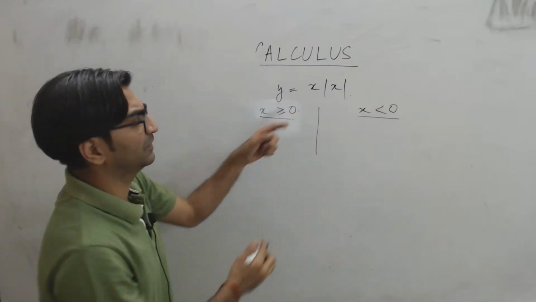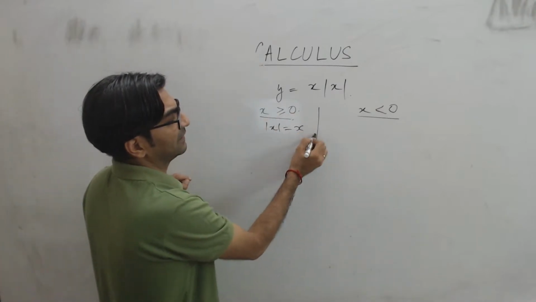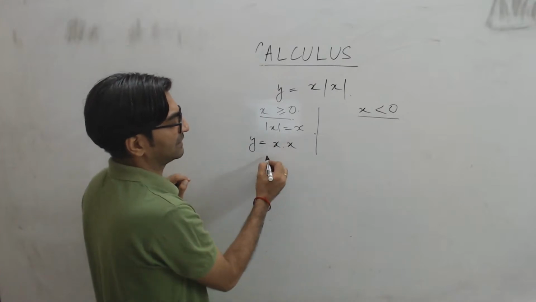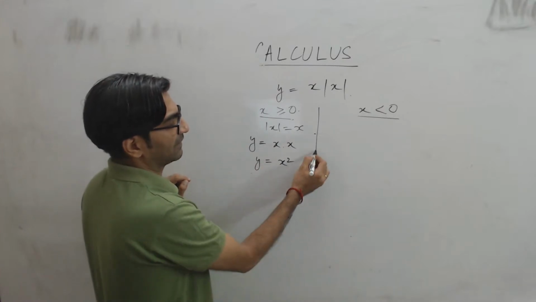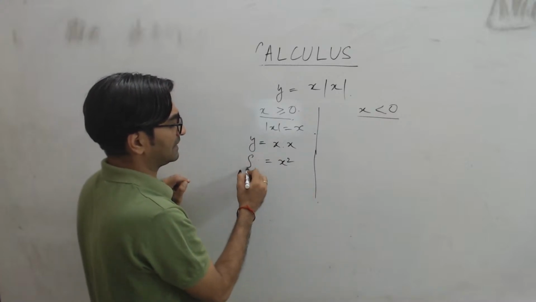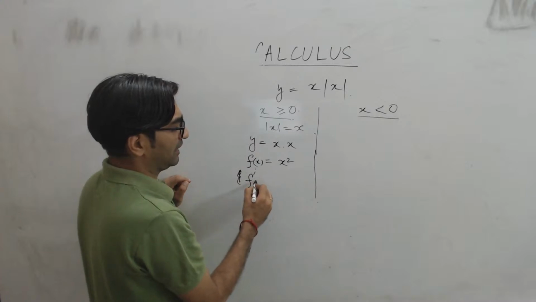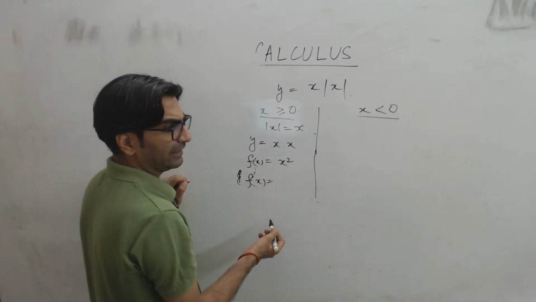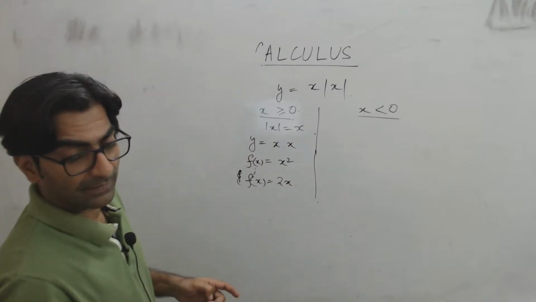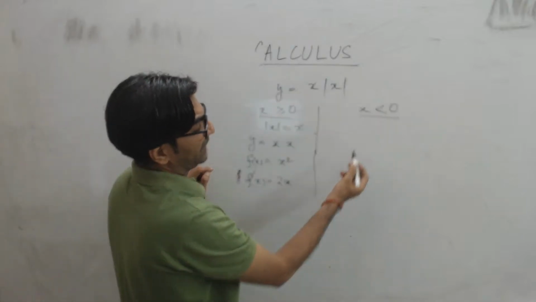If x is positive, mod of x equals x, which means the value of the function y will be x into x. That's y is equal to x squared. If I treat this as f of x, then the first derivative f dash x, I can directly differentiate, right? It will become 2 times x. Okay, and what happens when x is negative?